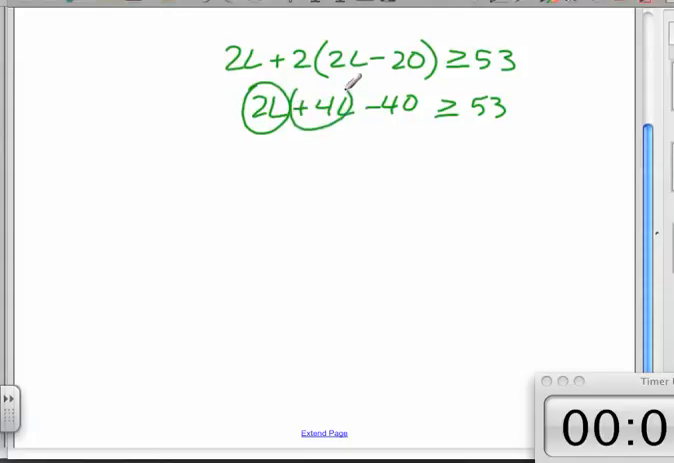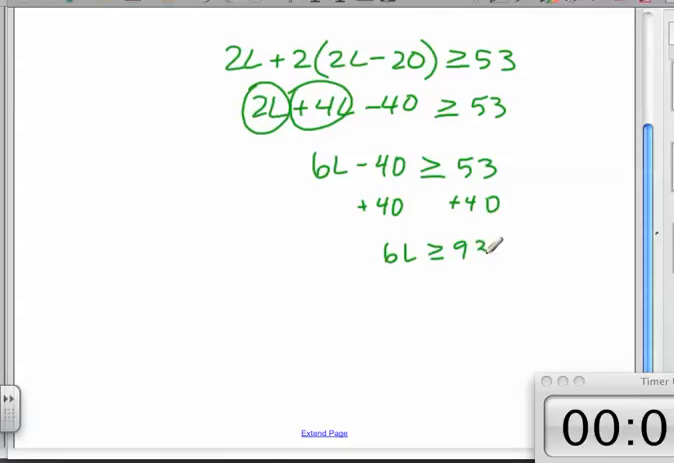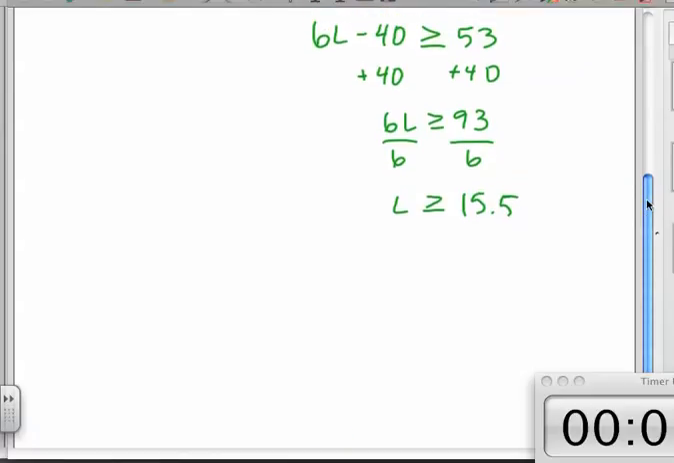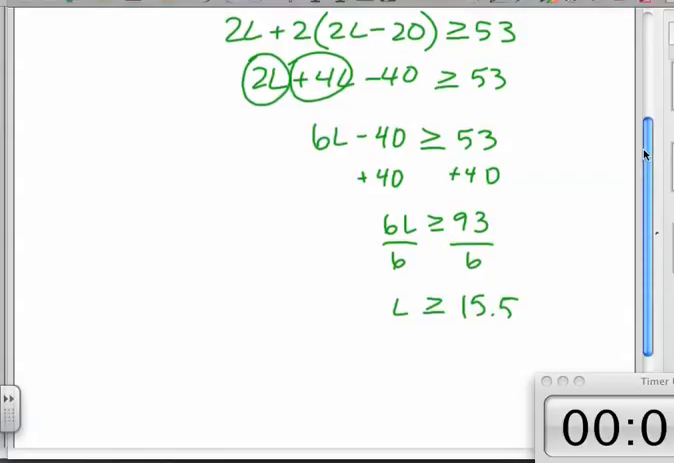Now I need to combine like terms. 6L minus 40 has to be greater than or equal to 53. Add 40, thank you, Eric, to both sides. 6L is greater than or equal to 93. Divide by 6. Do I need to flip it? Nope. No, because it wasn't a negative. And that's going to give me 15.5. Is that right? Yeah. 15.5? Okay. Now remember, it says that the length has to be greater than or equal to 15.5, right?